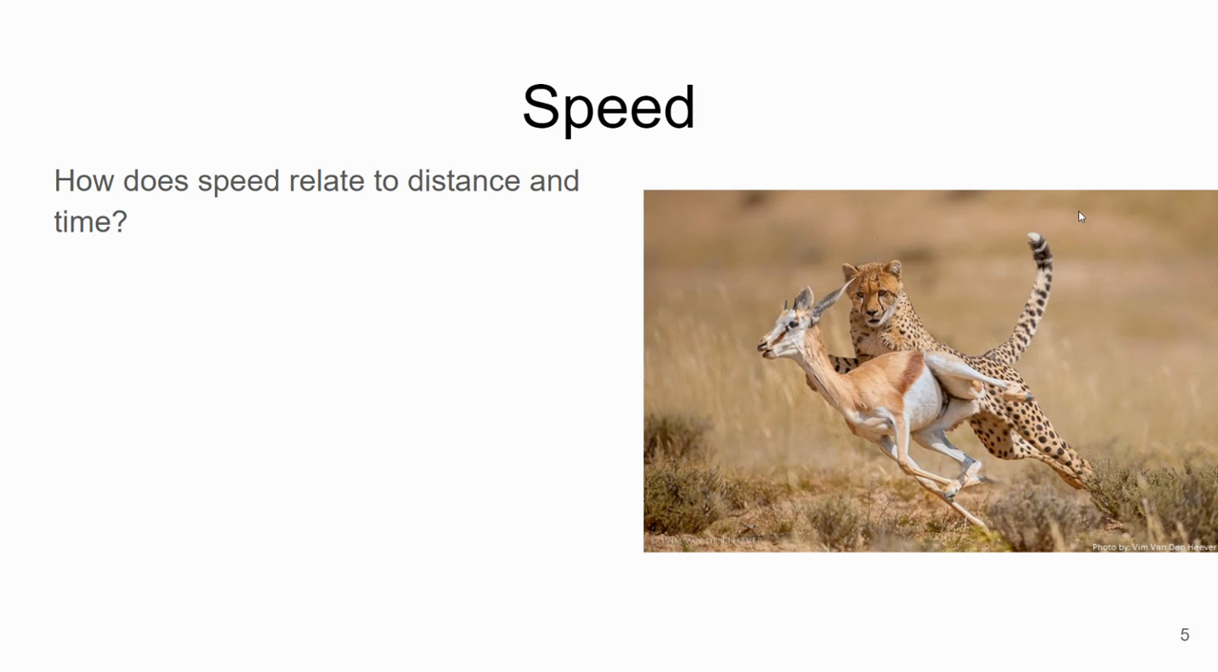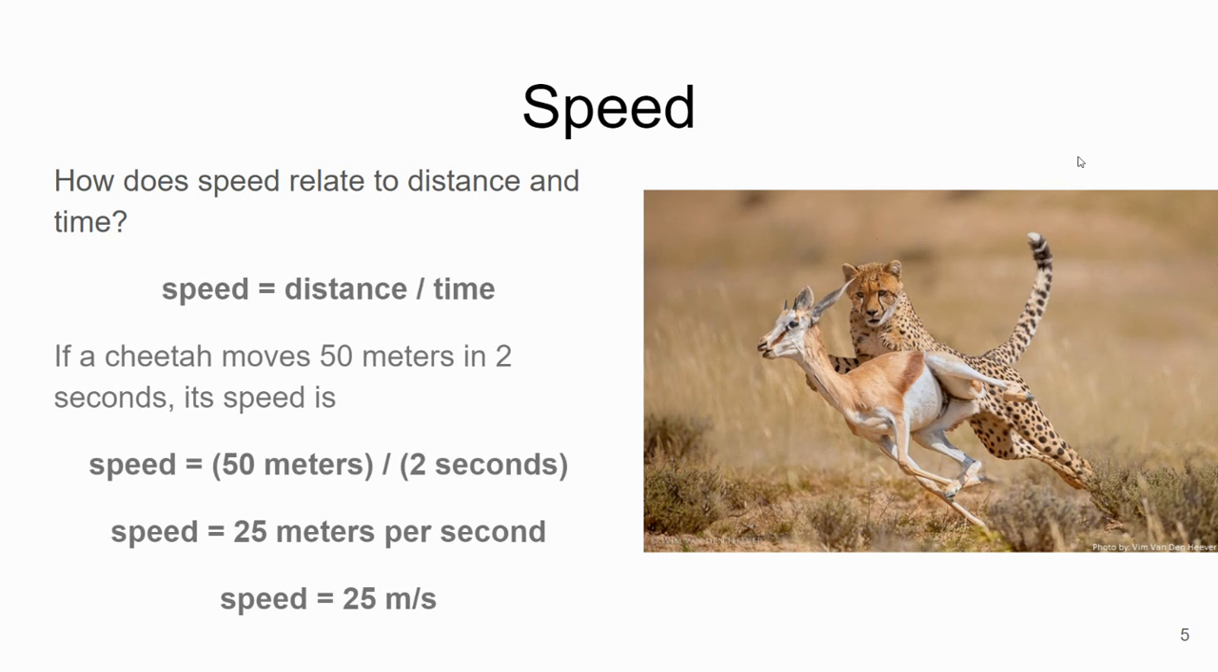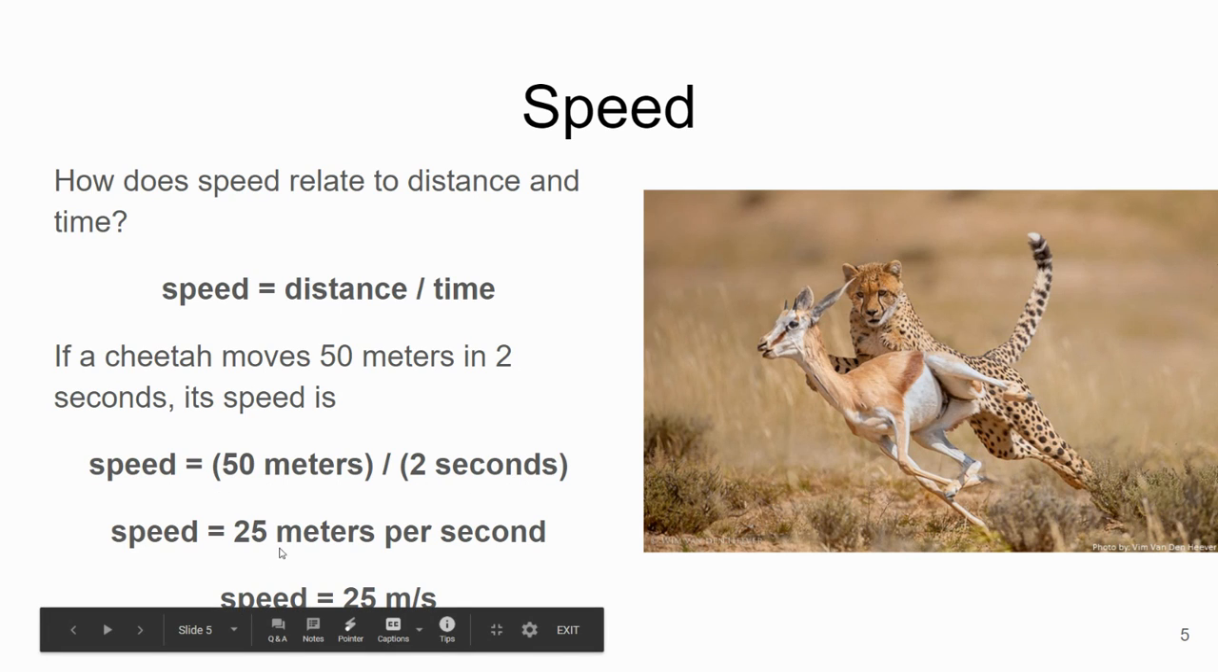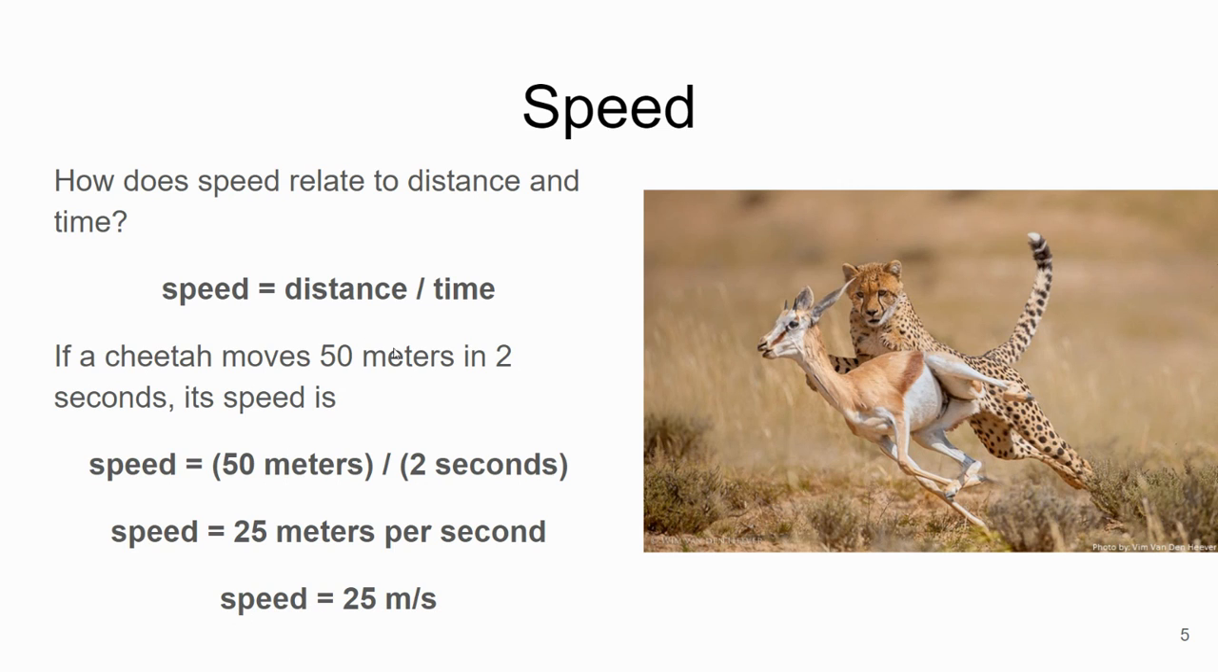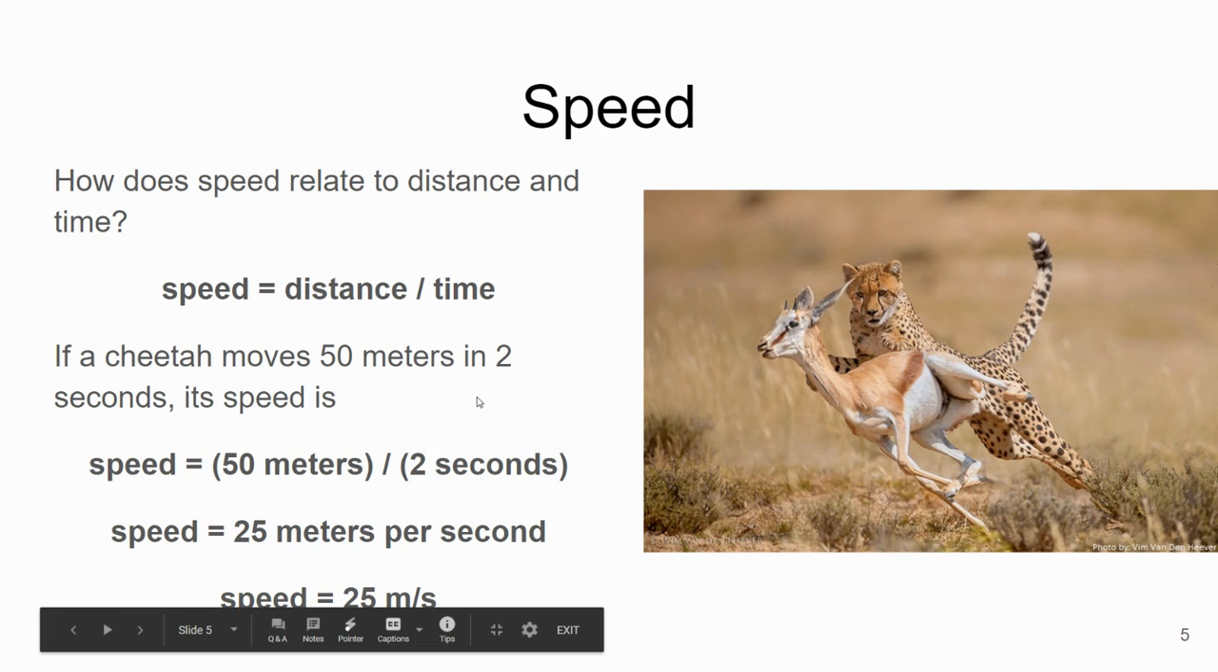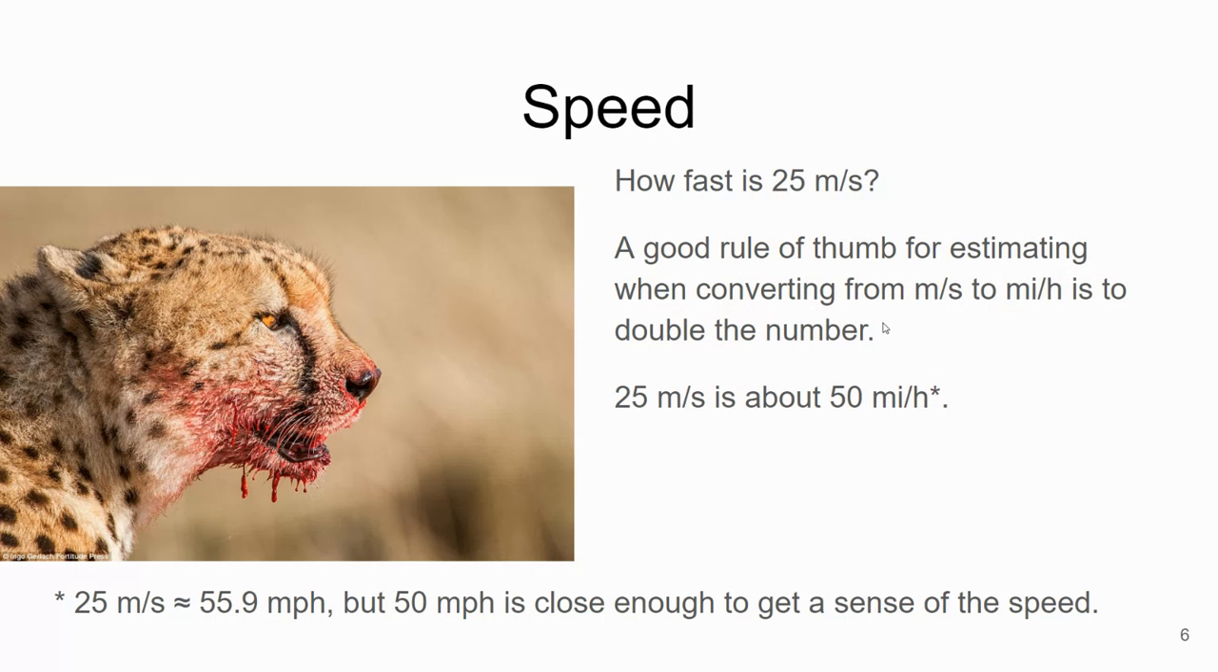So how does speed relate to distance and time? Speed is distance over time. So if this cheetah chasing this antelope covers a distance of 50 meters and it takes 2 seconds to do so, its speed is, I'm sorry, its speed is 50 meters divided by 2 seconds, which gives you 25 meters per second, which you write as 25 m divided by s. And so here is the infamous bloody cheetah slide. So yeah, 25 meters per second.